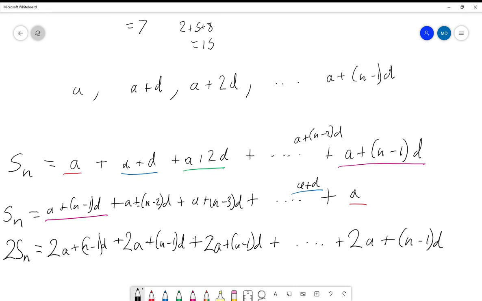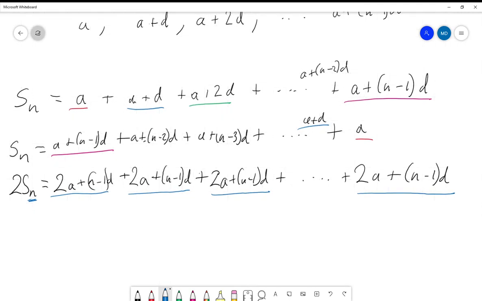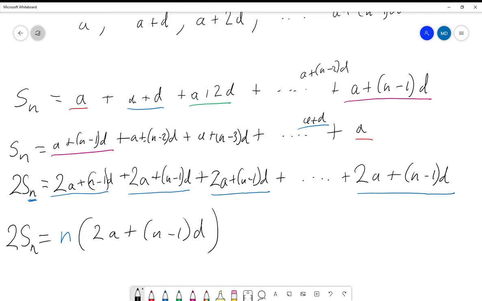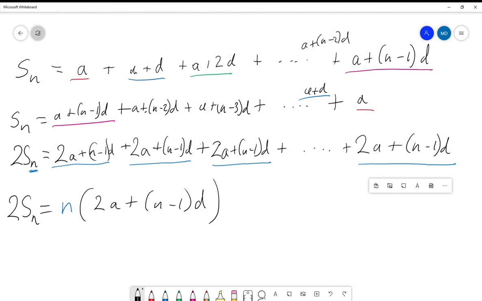And hopefully now you can see that every single term here is exactly the same. We're just adding up loads and loads of these, and the question is how many of them? Well, there are n terms to the sequence, aren't there? So what we're going to be left with is 2Sn, 2 lots of our sum, is going to be equal to n lots of 2a plus n minus 1 d. And then that's going to give us that Sn is equal to n over 2 lots of 2a plus n minus 1 d.